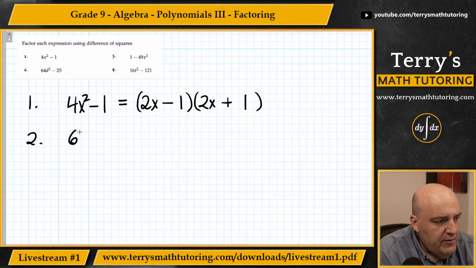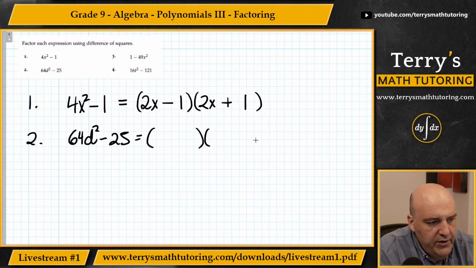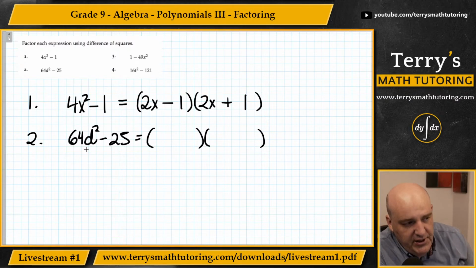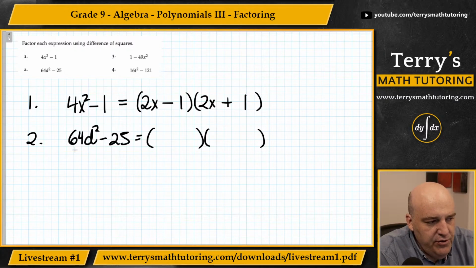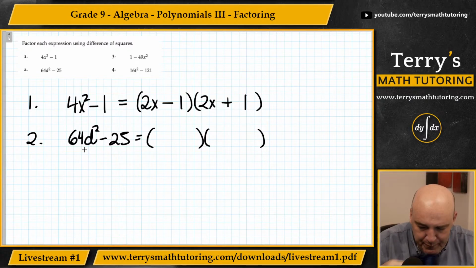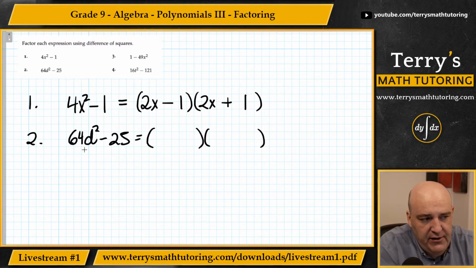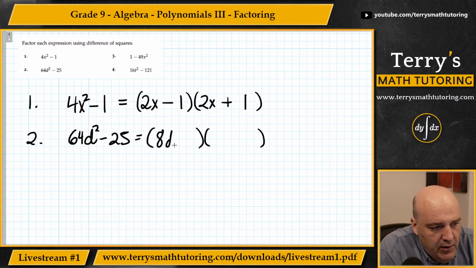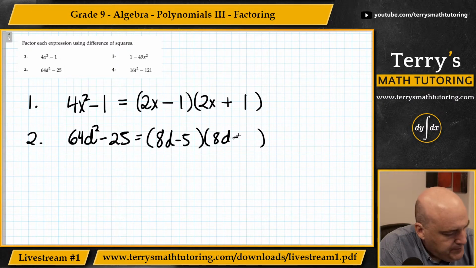What about number 2 here? What do you square to get 25? 5, right? The square root of 25 is 5. What about this one? What do you square to get 64d squared? Well, the square root of 64 is 8, and the square root of d squared is d. So it's 8d. So the two key things here are 8d and 5. So it's going to be 8d minus 5 and 8d plus 5. Easy as that.